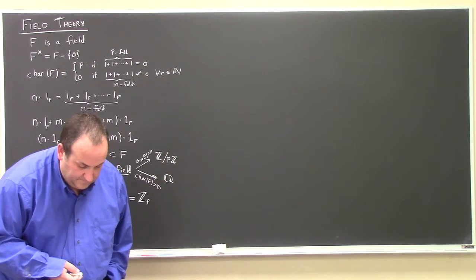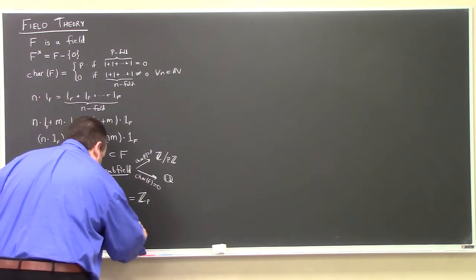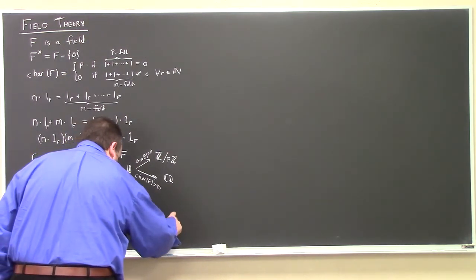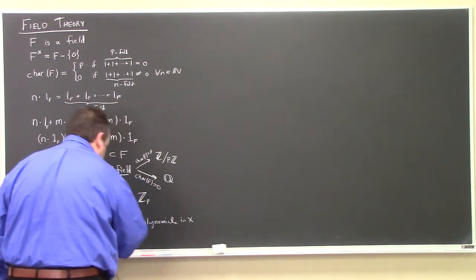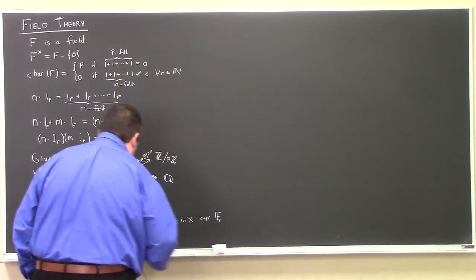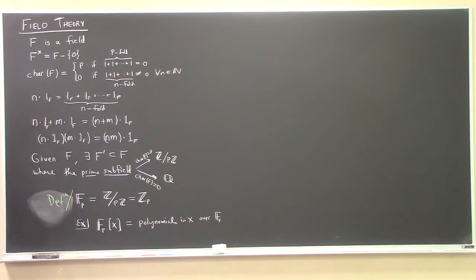And so this is polynomials in x over F sub p, we can say it that way, right? And then if you build the field of fractions for this, what do you get? What's the field of fractions over the polynomials? Well, that's the rational functions, right?